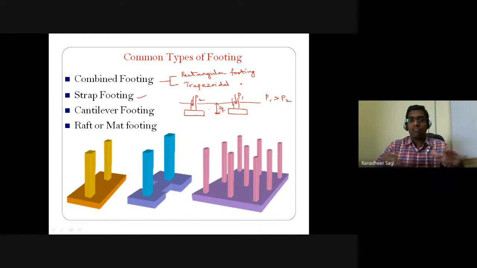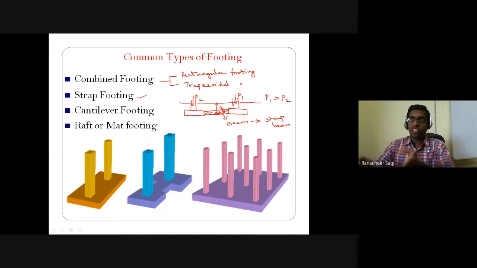So in order to have a uniform pressure distribution, these two footings are going to be connected by means of what is called a beam, and this beam is what is called a strap beam. So what does this beam do? If the footing which is carrying the load P1 is trying to transfer heavier pressure onto the soil strata, it redistributes the load from one footing onto the other footing and vice versa.